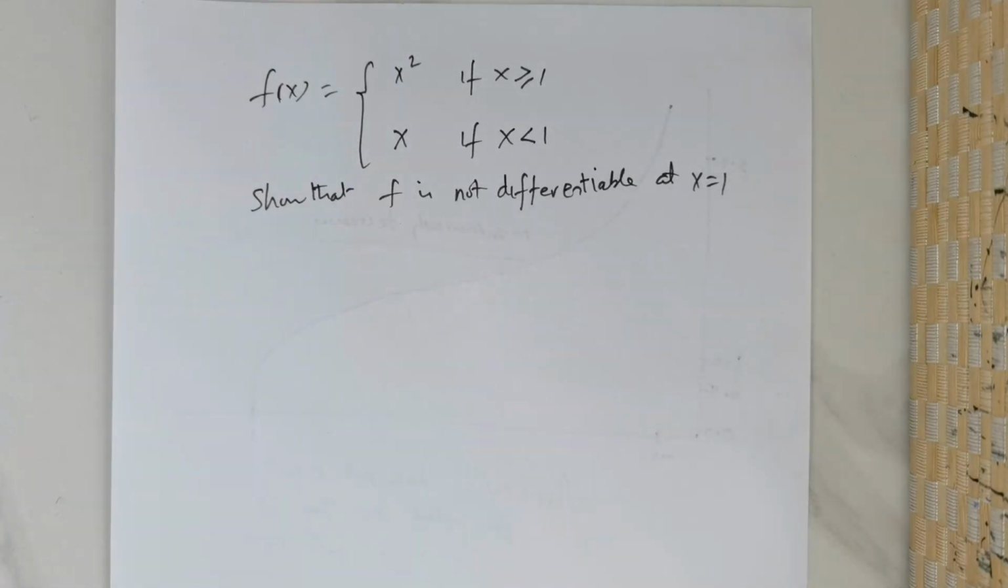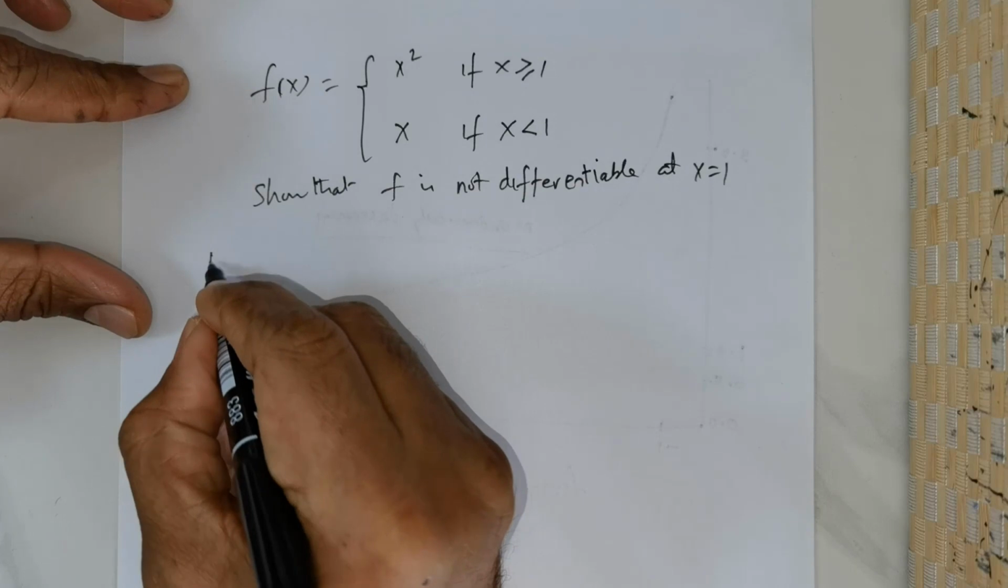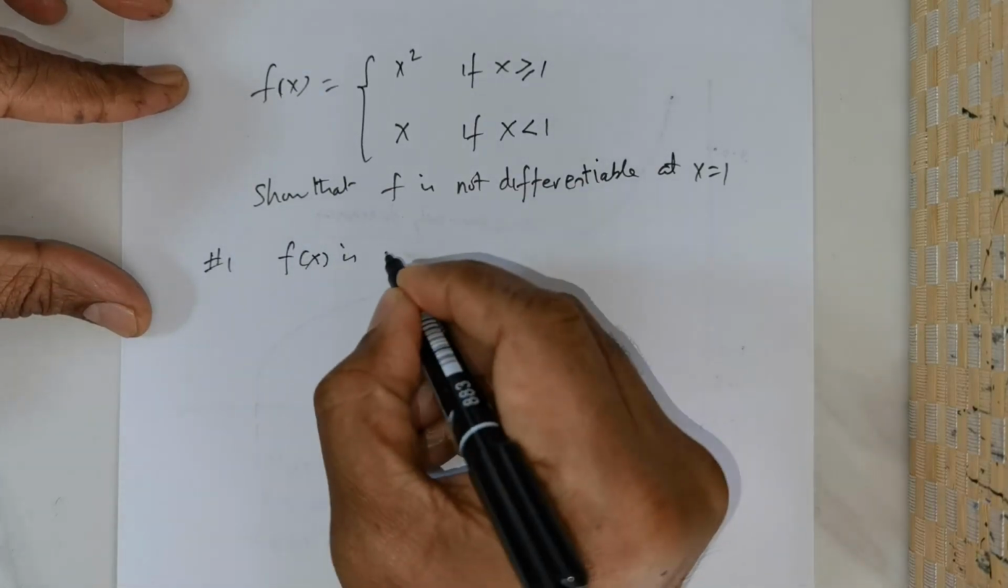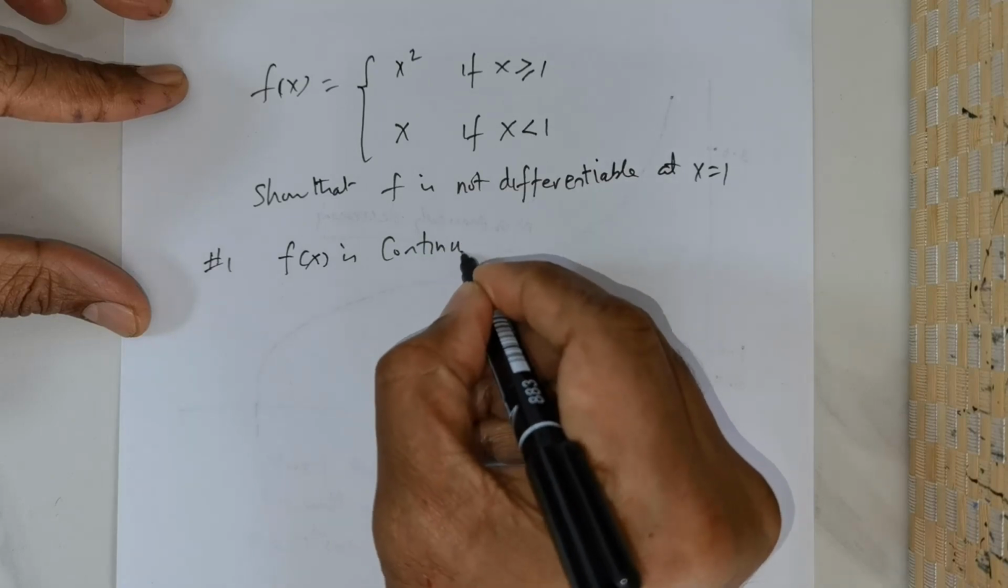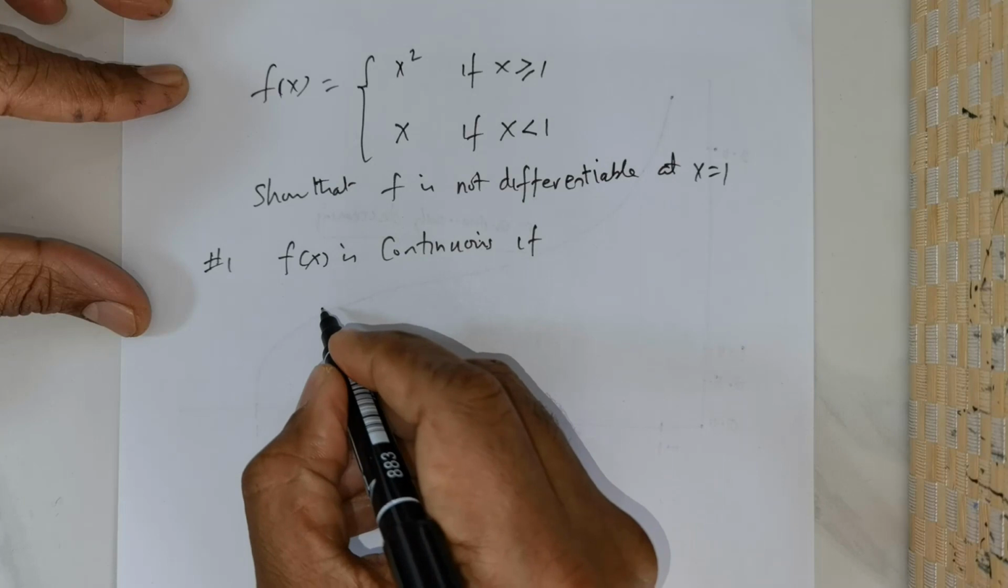This is a lovely question. Now, there are two important things you need to know. Point number one, f of x is continuous if the following conditions hold good.